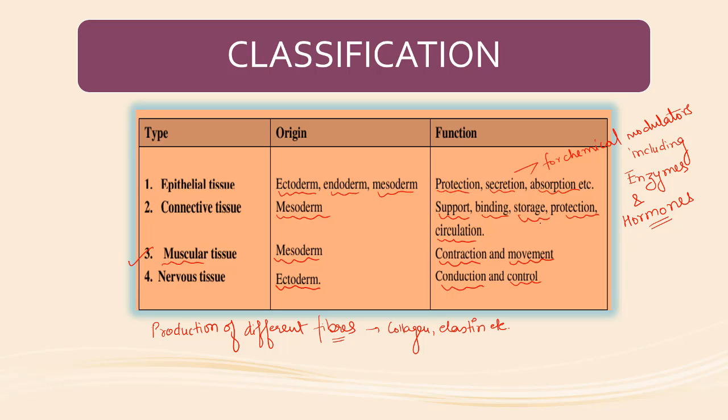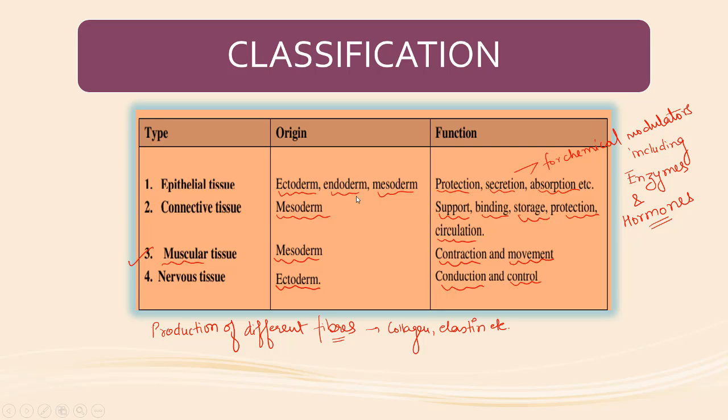So there are four major types of tissues: the epithelial tissue, connective tissue, muscular tissue, and nervous tissue. Epithelial tissue is ectodermal, endodermal, or mesodermal in origin; main function protection, secretion, and absorption. Connective tissue is mesodermal in origin; main function support, binding, storage, protection, and circulation. Muscular tissue is mesodermal in origin, contraction and movement. And nervous tissue is ectodermal in origin, conduction and control. So these are the common categories, or types, of tissues we have.